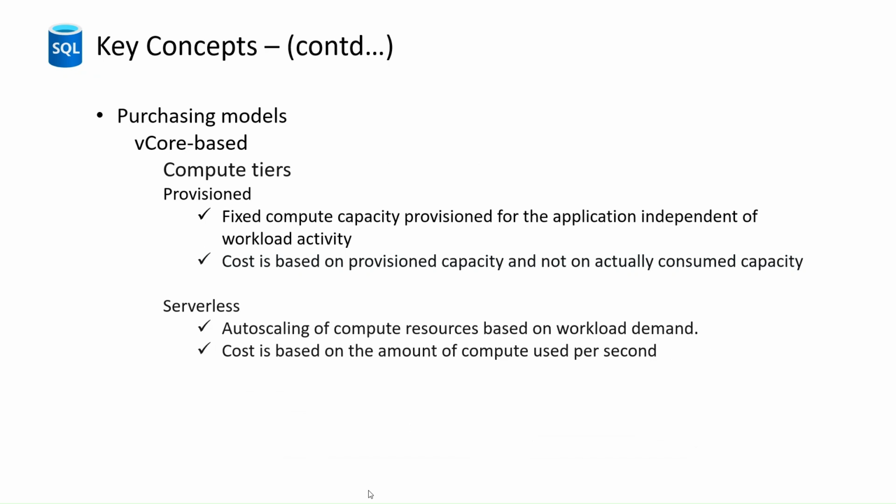Next, let's see what's a compute tier. The compute tier defines the way the compute resources such as CPU, memory are allocated and managed in the database. There are two compute tiers in the vCore based purchasing model. One is provisioned. In the provisioned compute tier, a specific or fixed amount of compute resources are continuously provisioned irrespective of the amount of workload activity.